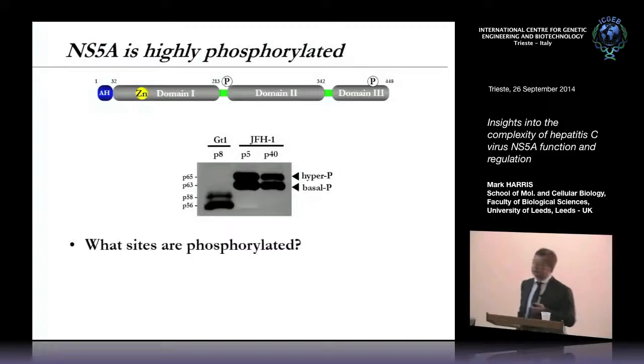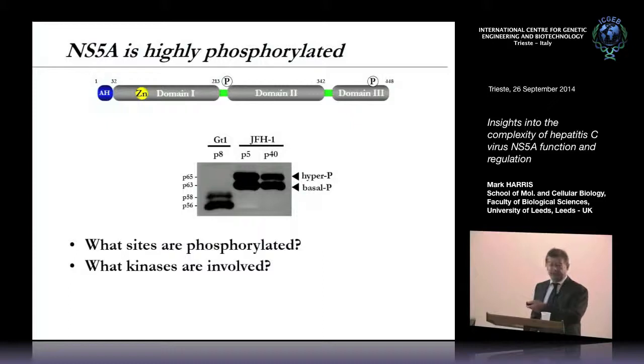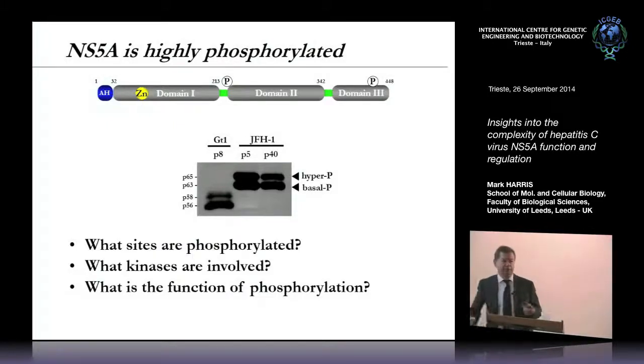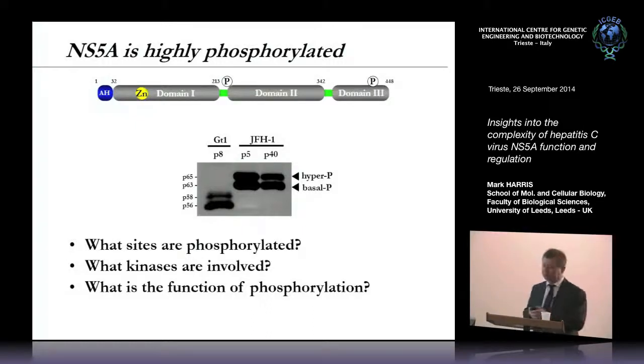So we want to ask a few questions about this. First of all, what sites are phosphorylated? We know it's a phosphoprotein, but what sites get phosphorylated, and how many of them are there? Where are they? What are the kinases that are involved in those phosphorylation events? And what ultimately is the function of that phosphorylation? Does that phosphorylation mediate some of the functions of NS5A? Could it be switching between the different functions, perhaps those different dimer forms we'll come back to?